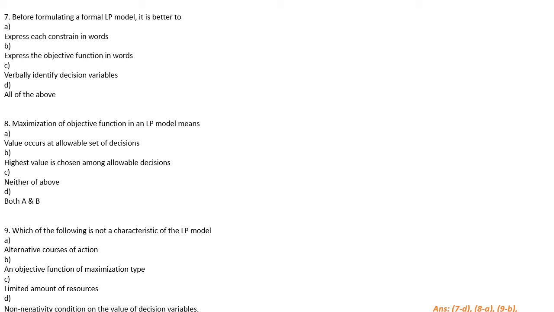Ninth, which of the following is not a characteristic of the LP model? Option A, alternative courses of action. Option B, an objective function of maximization type. Option C, limited amount of resources. Option D, non-negativity condition on the value of decision variables. Correct option: option B, an objective function of maximization type.